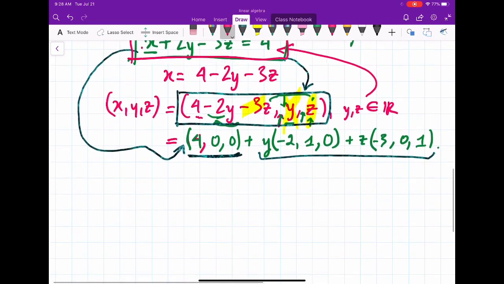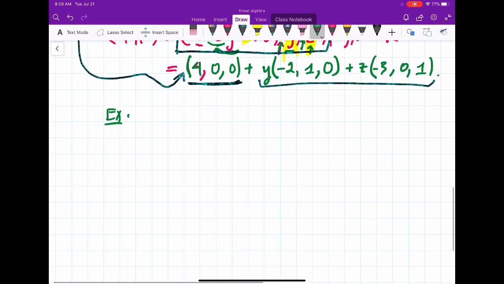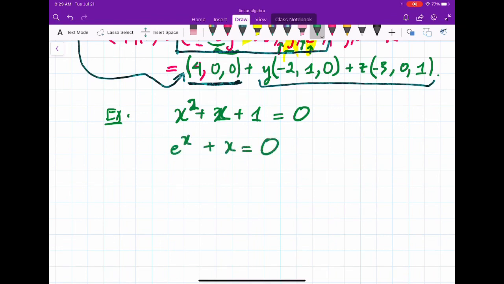Okay, before we move to a system, I would like to give you some examples, some equations that are not linear. This is not a linear function. This is not linear because we have squaring here, right? Linear means the power is just 1, okay? This is not linear because we have an exponential function in here, okay? This is not linear because we have sine x in here, okay?